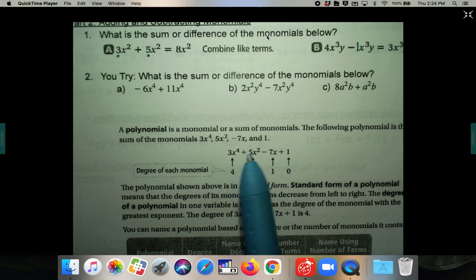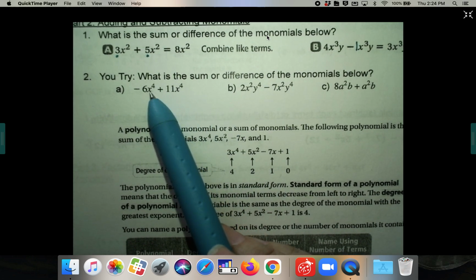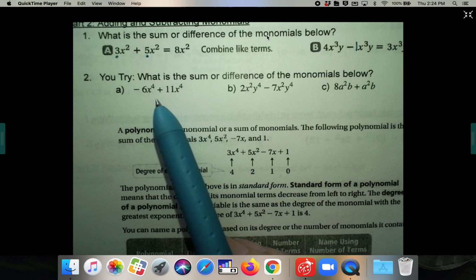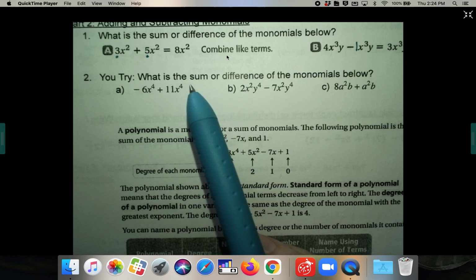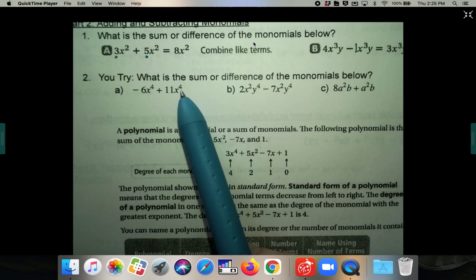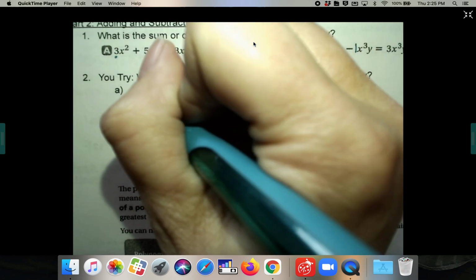Okay, so let's try a few of these. And remember, they have to be the same. You can't take an x to the fourth and a y to the fourth. You can't add cats plus dogs and have one number. So you have to make sure they are like terms. So negative 6x to the fourth plus 11x to the fourth would be 5x to the fourth.